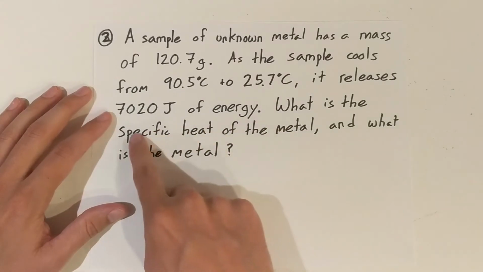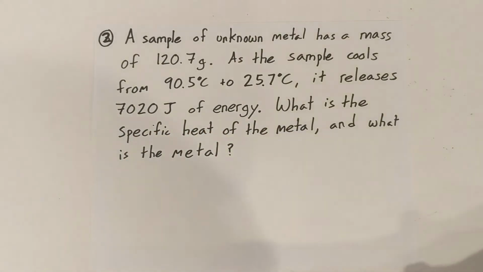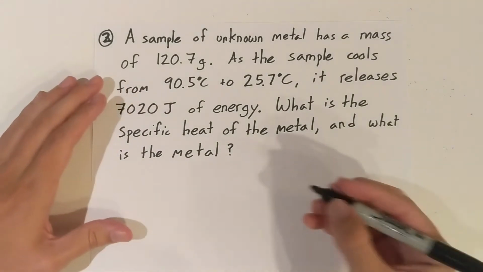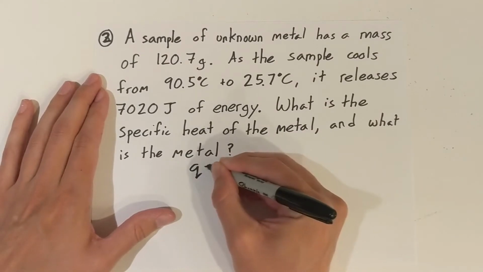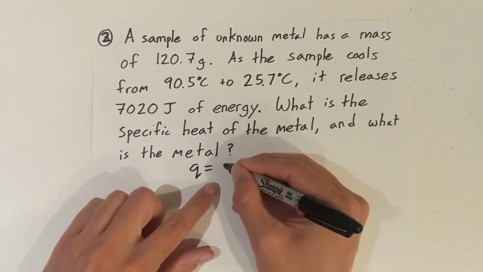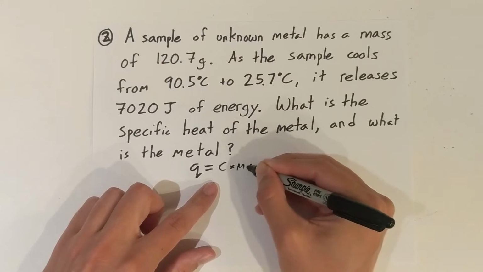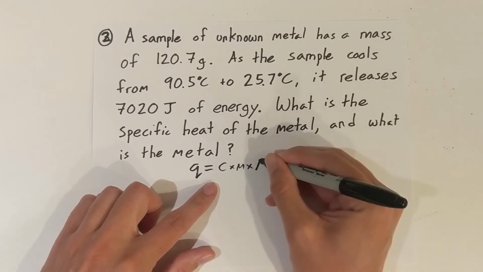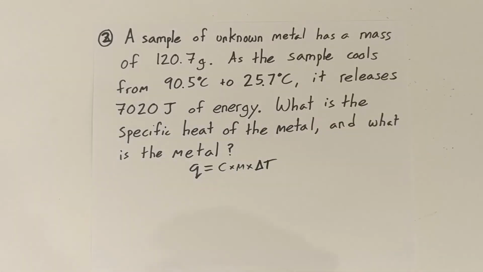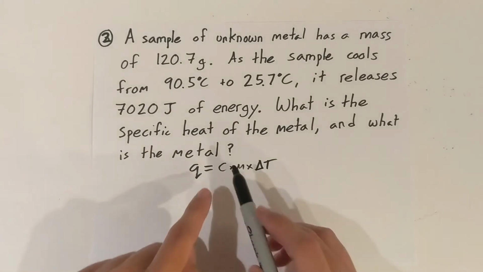Remember, specific heat is an intensive property. That means it can help us identify what the metal is. So we're looking for specific heat in this case, which means all we have to do is change what the equation looks like. So if we start with Q is equal to C times M times our delta T, and we're trying to figure out our specific heat.